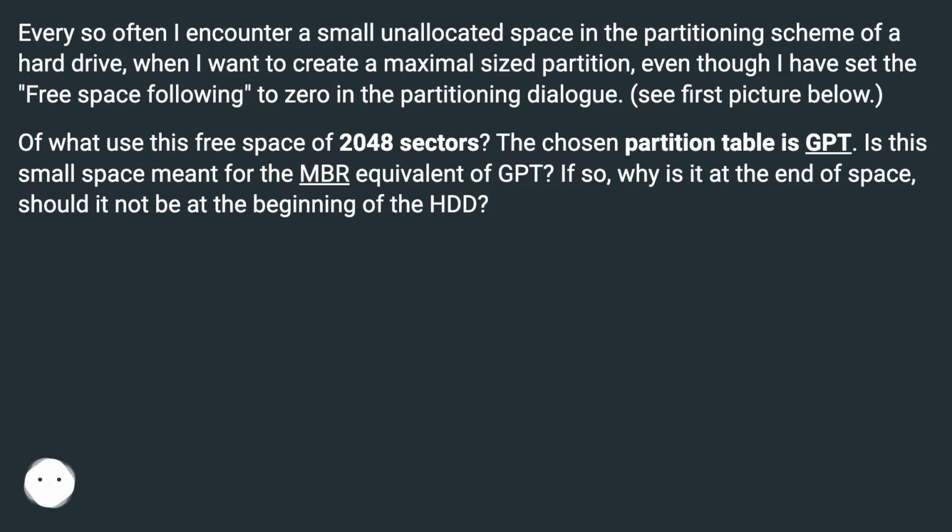The chosen partition table is GPT. Is this small space meant for the MBR equivalent of GPT? If so, why is it at the end of the space? Should it not be at the beginning of the HDD?